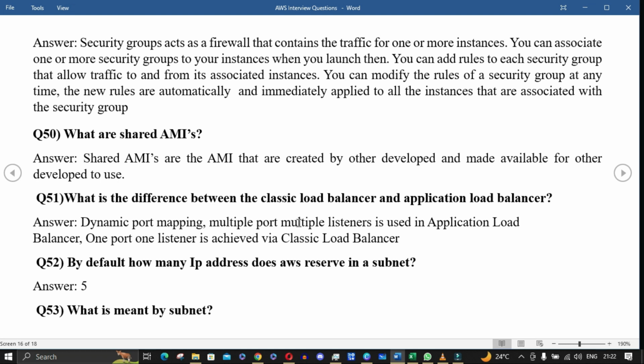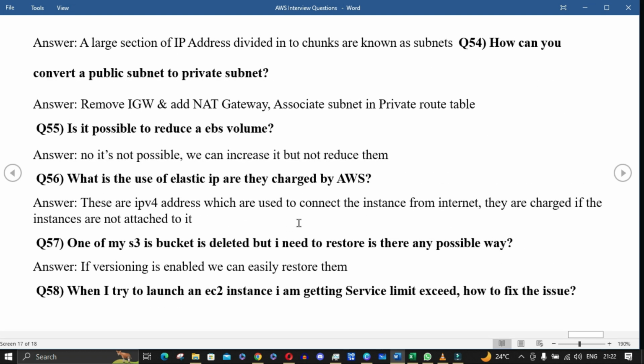Question number 52. By default, how many IP addresses does AWS reserve in a subnet? Answer is 5. Question number 53. What is meant by subnet? Answer: a large section of IP addresses divided into chunks is known as a subnet. Question number 54. How can you convert a public subnet to a private subnet? Answer: remove IGW and add NAT gateway associated with the subnet in the private route table.